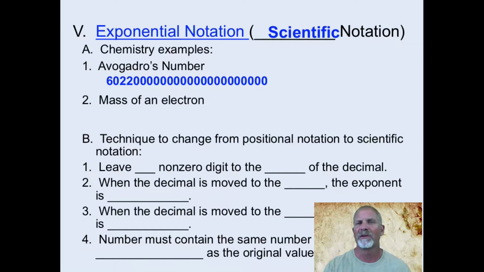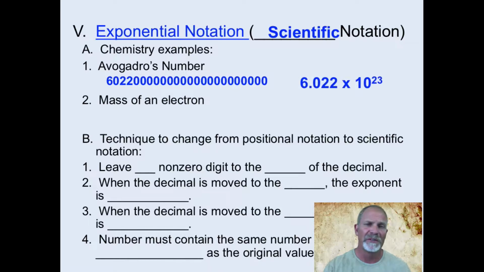First of all, let's look at Avogadro's number. We're going to work with Avogadro's number later on. I'm not going to explain it now, but Avogadro's number is a huge number, and it is not realistic to write this out and put it in your calculator every single time. So what we'll do is place it in scientific notation.